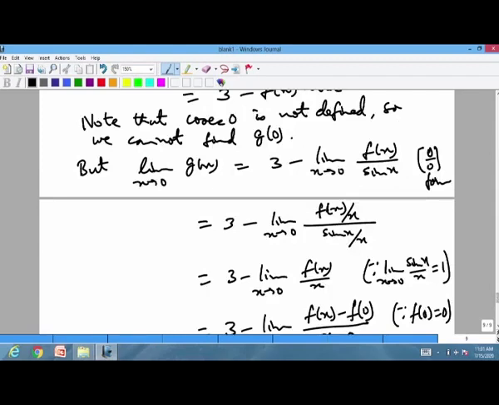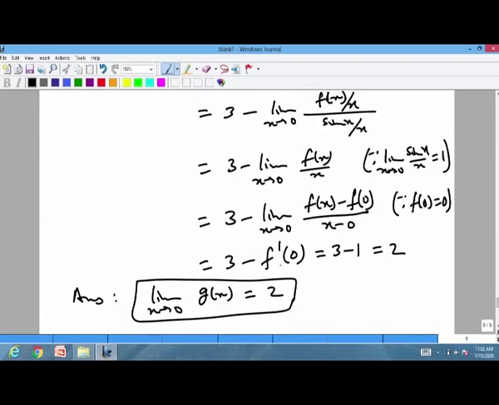So, I would like to make one comment here. Note that here we have this limit of f(x) by sin x, which is of 0 by 0 form. So, you might think of applying L'Hopital's rule directly here. If we apply L'Hopital's rule, then this will be equal to the limit of f prime x by cos x, and the limit of cos x as x approaches 0 is 1. So, that is the limit of f prime x as x approaches 0, and then you can think of writing that as f prime 0. So, you will directly get this 3 minus f prime 0.